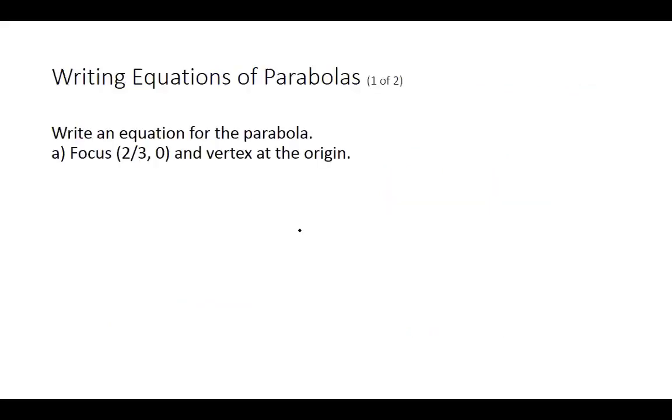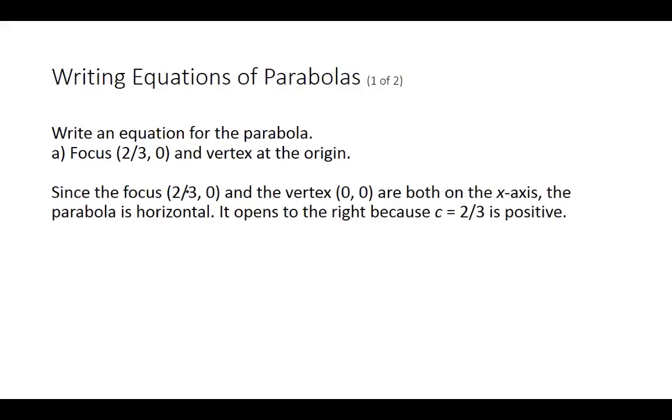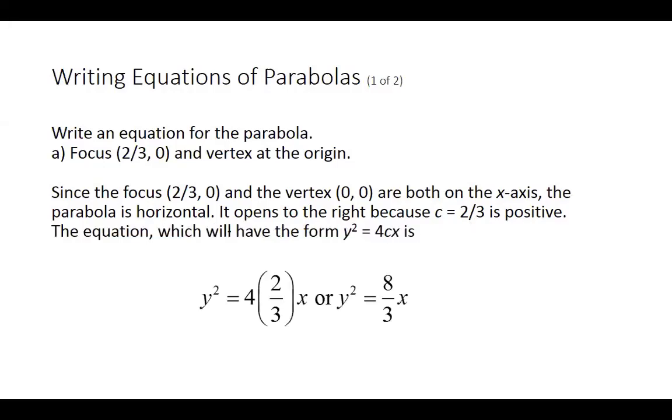Write an equation for the parabola. The focus is given as (2/3, 0), and the vertex at the origin. Since the focus is (2/3, 0) and the vertex is (0, 0), the origin, both on the x-axis, the parabola is horizontal. It opens to the right because c is equal to 2/3, which is positive. So the equation would be y squared equals 4cx. Remember, we had that in our summary sheet. So we write this as y squared is equal to 4 times c, and I know c is equal to 2/3. So it would be y squared is equal to 8/3 x.